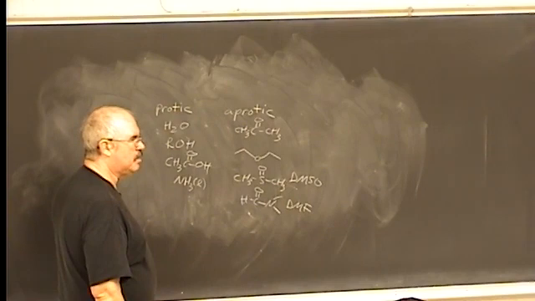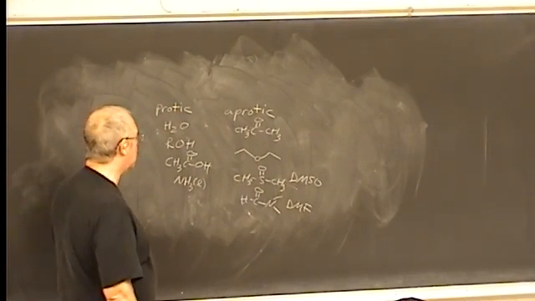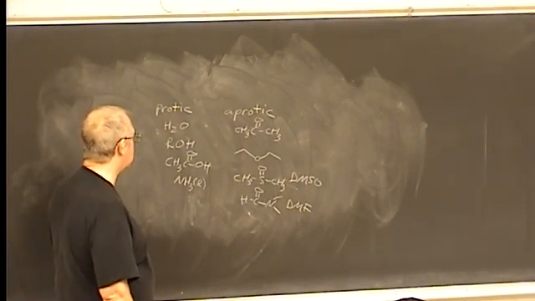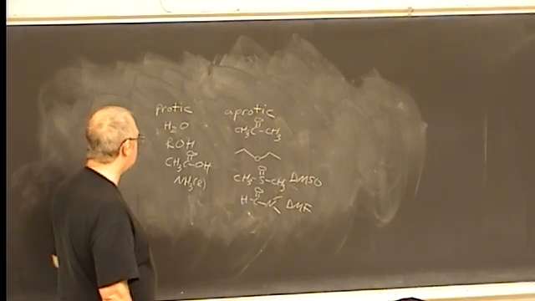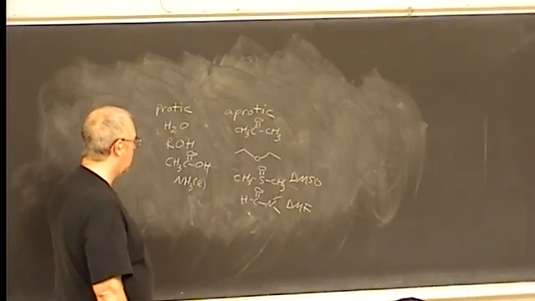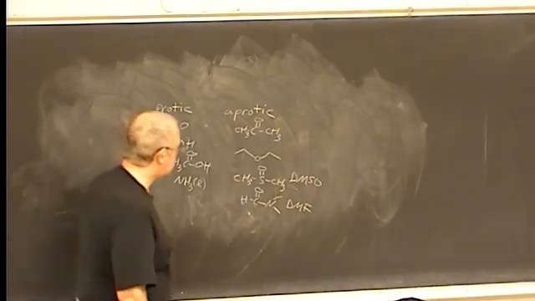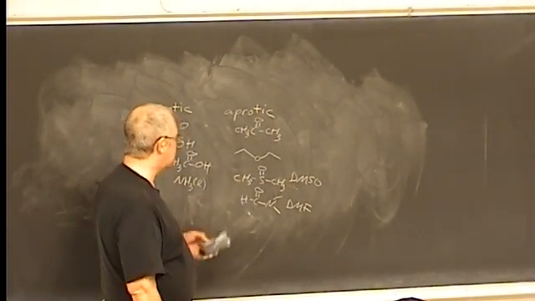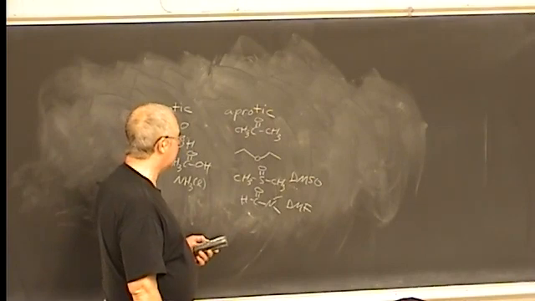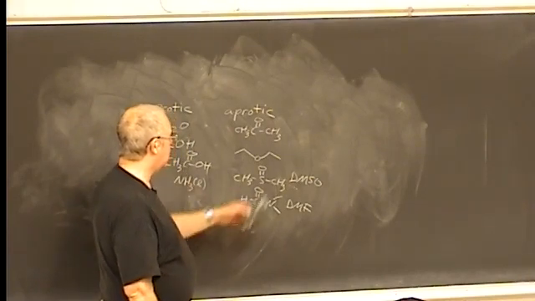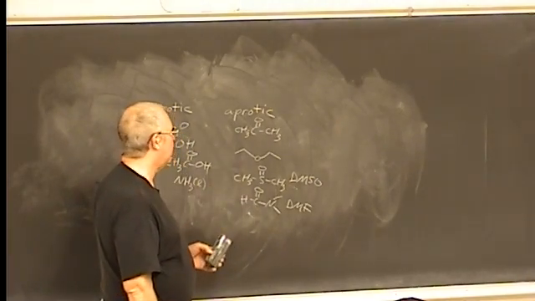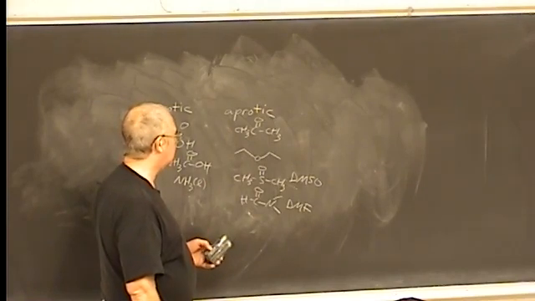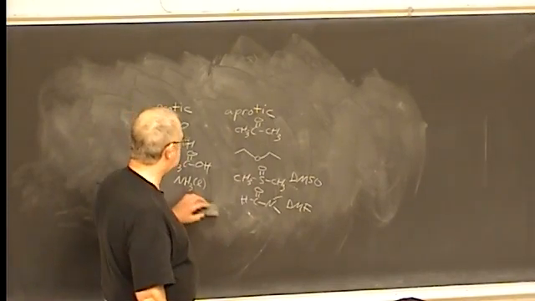SN2 reactions will proceed faster in aprotic solvents than in protic solvents. You can still do many of them in protic solvents. This actually only applies if the nucleophile has a negative charge, because the aprotic solvent will not solvate the anion, it solvates the cation.